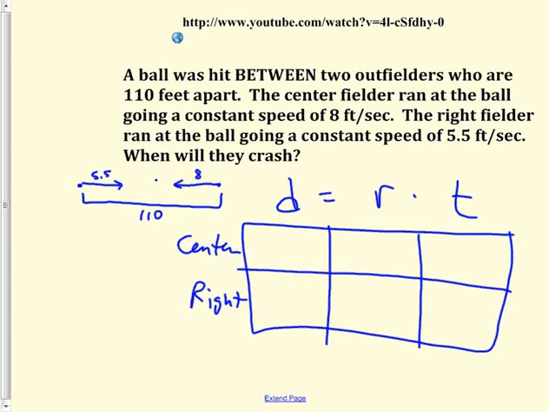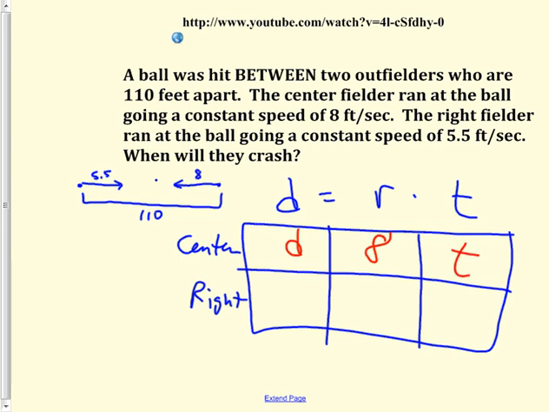Now, one of the best approaches is to go through and fill in what we know. Do we know the distance that the center fielder ran? No, so we put a D. Do we know the rate? Yep, the center fielder was going 8. Do we know the time he was running for? No, so we put a T.